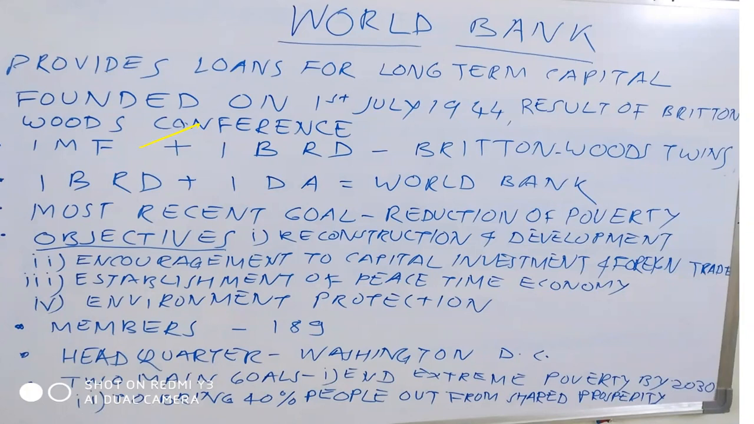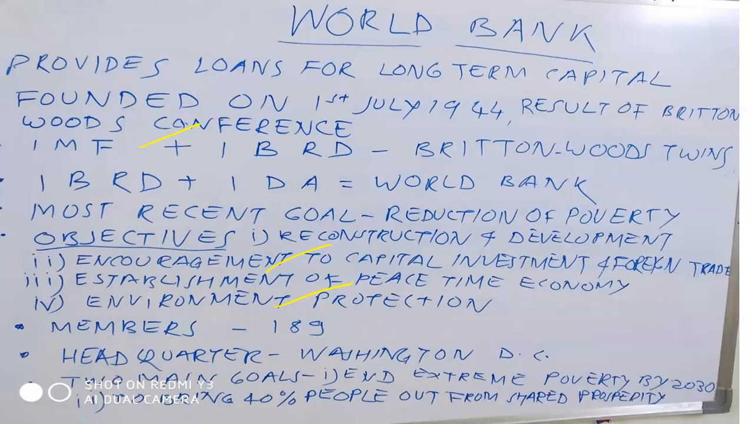Then we have members. How many members do we have? In case of IMF, there are 189 members. And in case of World Bank, there are 190 members. Then headquarter. Headquarter is in the same Washington DC.